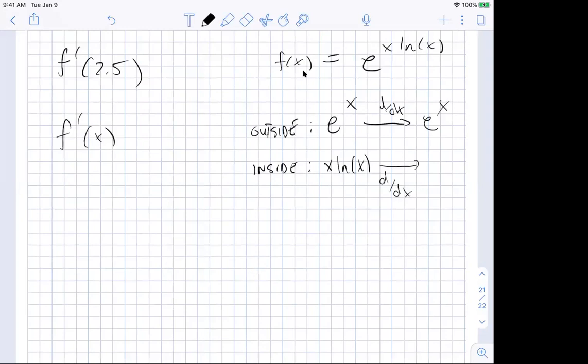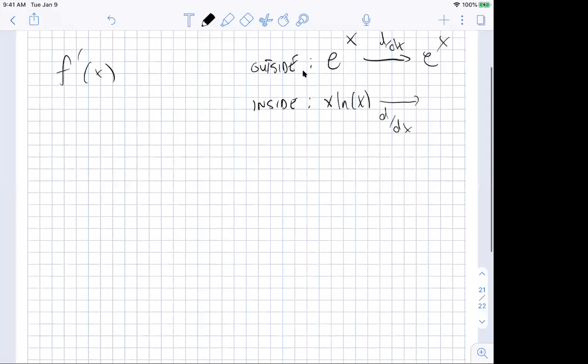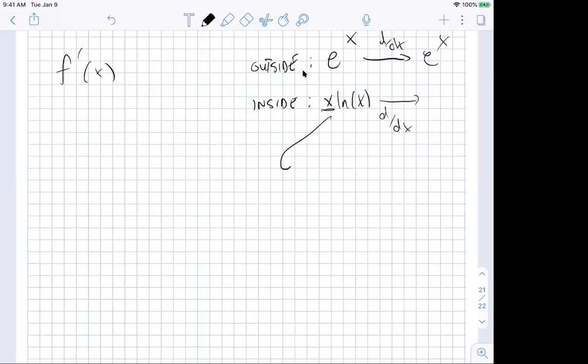Yeah. So I need the product rule here. So I need to take the derivative of the first function. So I'll get the derivative of x, which is just 1, and then I'll leave natural log of x alone. Plus then I'll leave x alone and I'll take the derivative of natural log of x. So what's the derivative of natural log of x? 1 over x. Perfect. And so we end up with, those x's cancel, 1 plus natural log of x for that derivative.